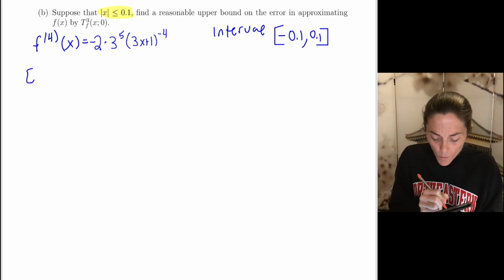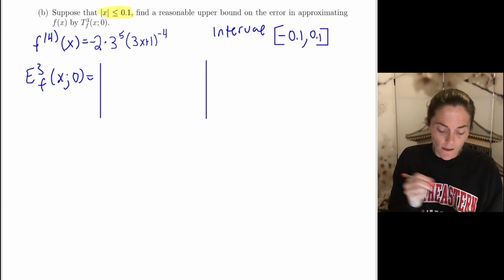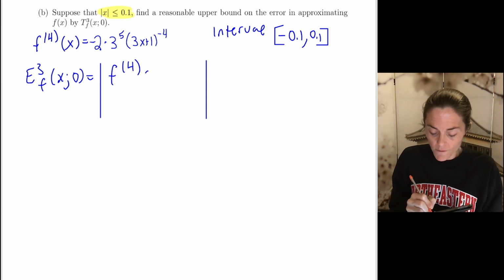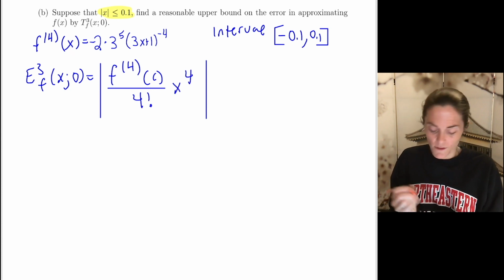Now, the first step in one of these problems is we write down the general form. So we want the third order error, and it has the following form. Well, it would be the fourth derivative at c over 4 factorial times x to the fourth.